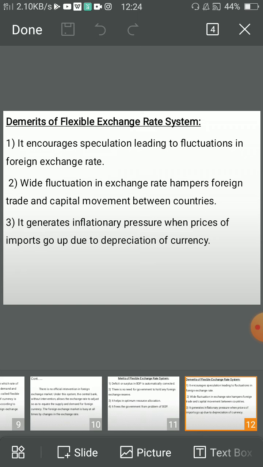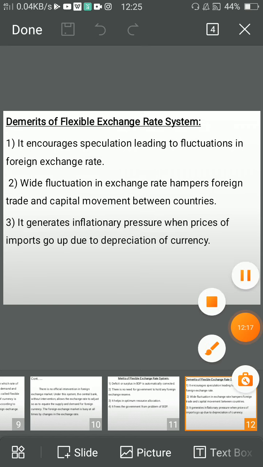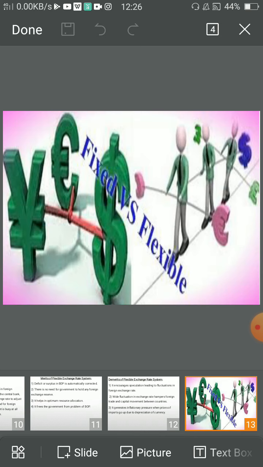Wide fluctuation in exchange rate hampers foreign trade and capital movement between countries. Under the flexible exchange rate system, the international mobility of capital from one country to another is hampered. It hampers foreign trade and capital movement between countries. It generates inflationary pressure when prices of imports go up due to depreciation of currency.